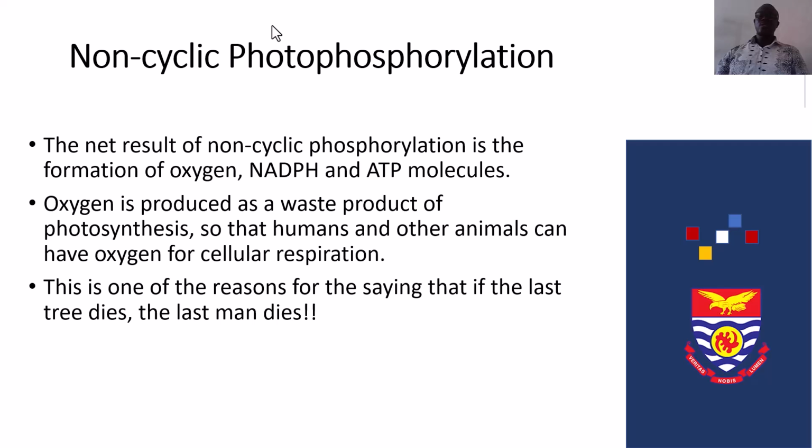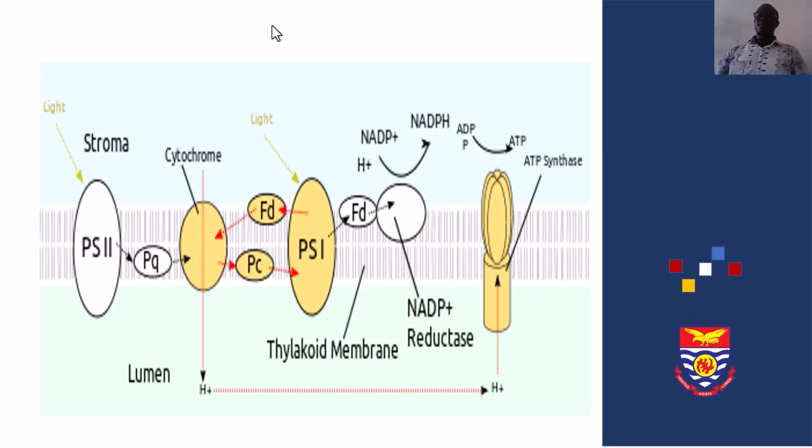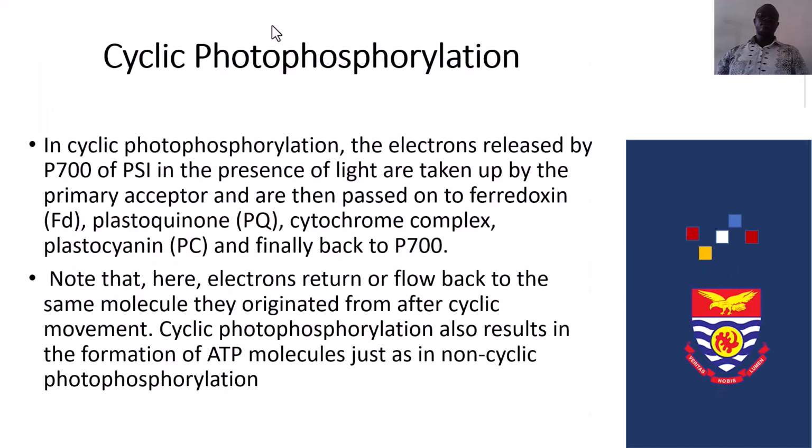Oxygen is produced as a waste product of photosynthesis so that humans and other animals can have oxygen for cellular respiration. This is one of the reasons for the saying that if the last tree dies, the last man dies. So this is one of the diagrams that we've already discussed. You have light going through photosystem 2, plastoquinone, the cytochrome, then it moves to photosystem 1, then the process goes on until everything is reached.